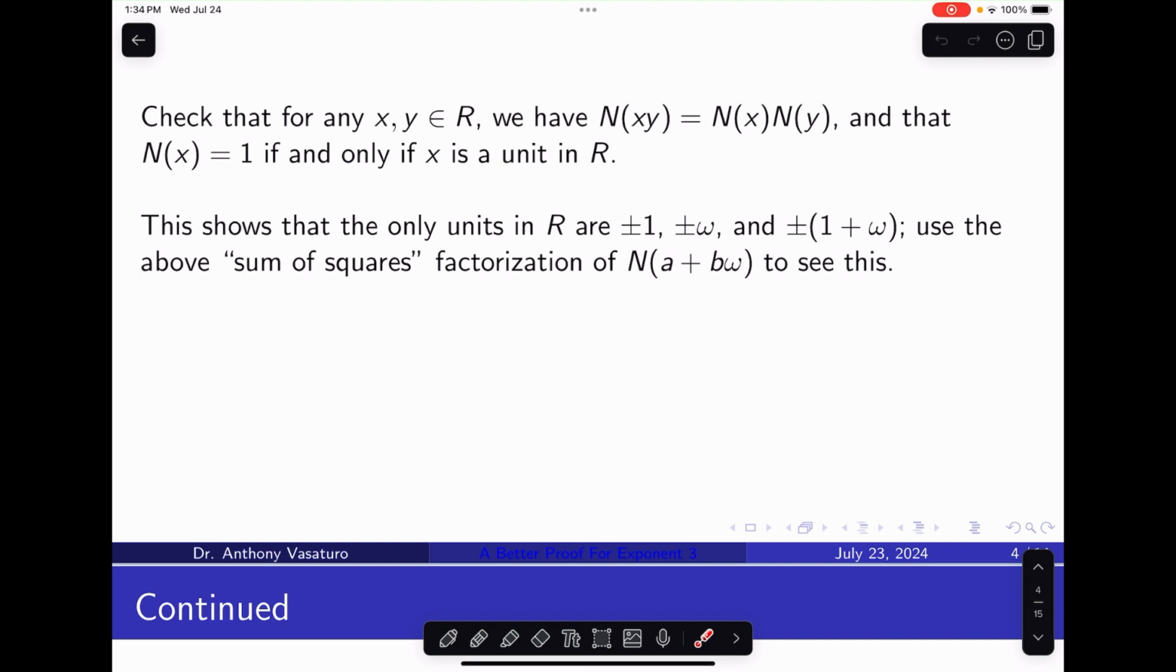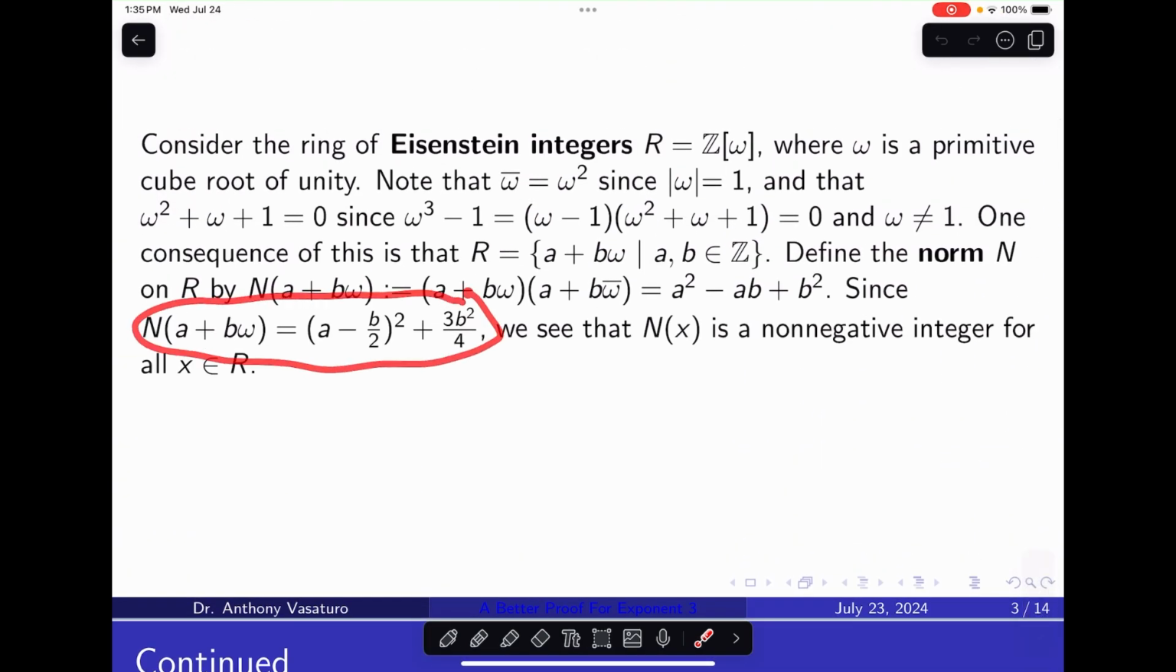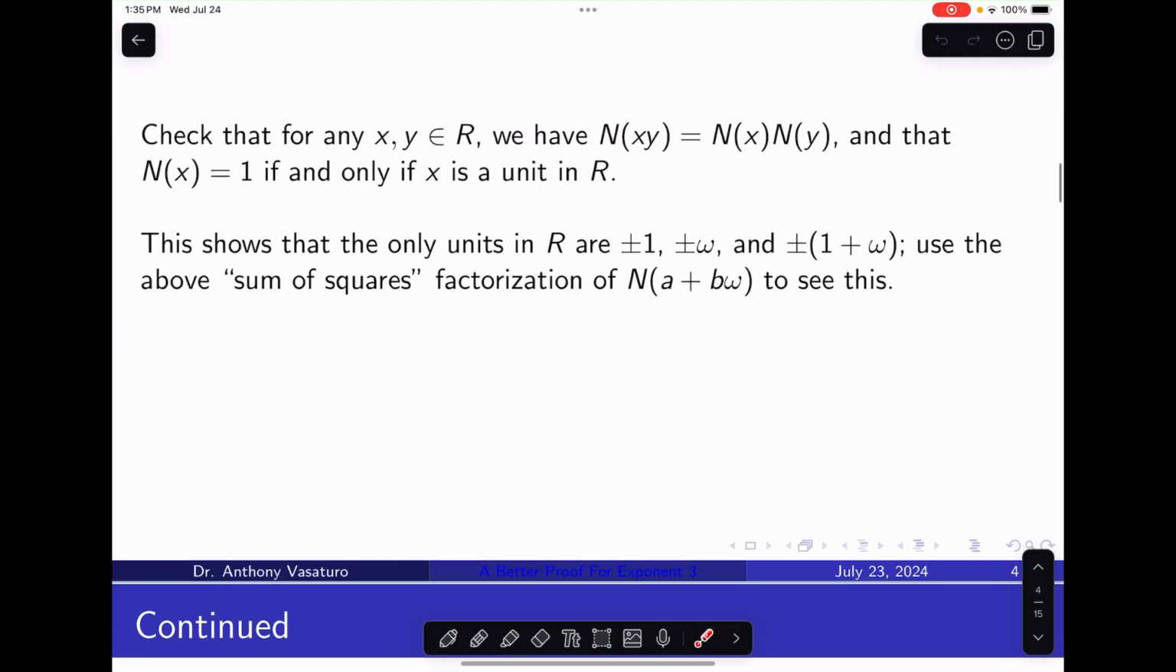Now, here's a couple exercises for you. Check that the norm is multiplicative, so for any x and y in R, N of xy is N of x times N of y. And also check that N of x equals 1 if and only if x is a unit in R. Once you have this fact, you can check that there are only 6 units in R. They are plus or minus 1, plus or minus omega, and plus or minus 1 plus omega. You can use this fact here along with this fact here to see this. That's an exercise for you.